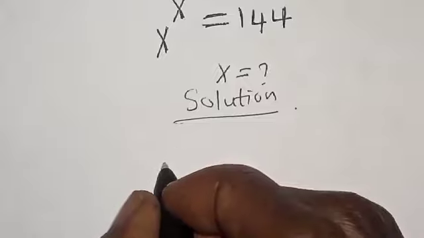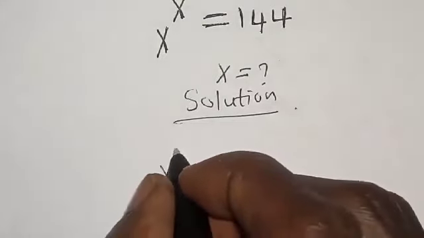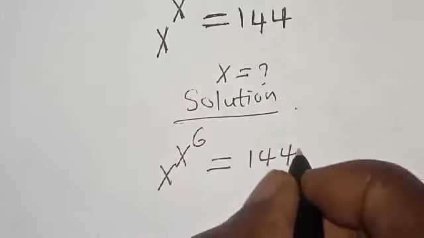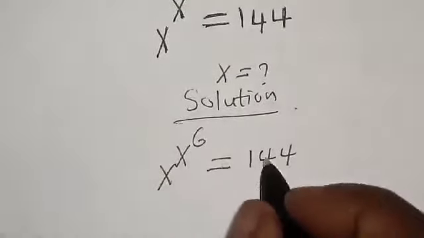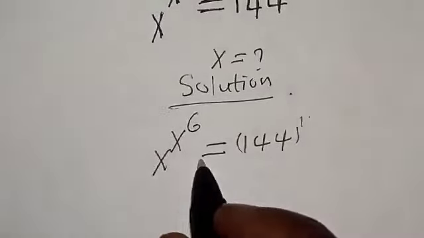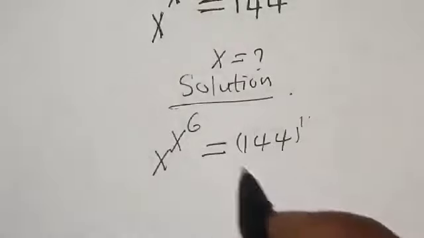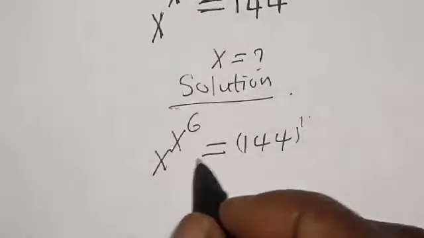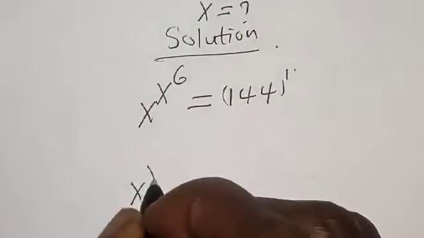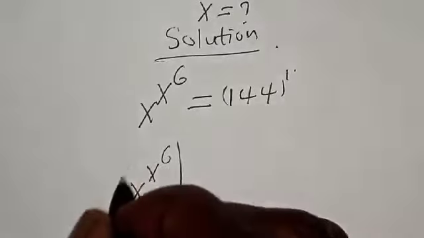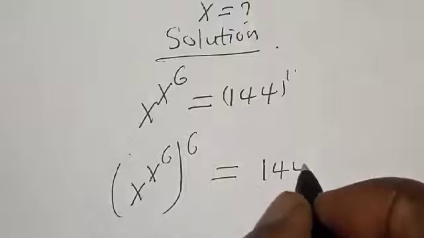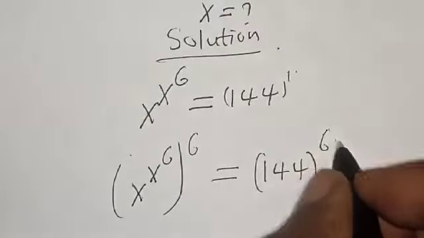The given equation is x raised to power x raised to power 6 is equal to 144. Now remember, this is also raised to power of 1. Let's multiply the exponent of both sides by the power of 6. Then x raised to power x raised to power 6, all raised to power of 6, is equal to 144 raised to power of 6.